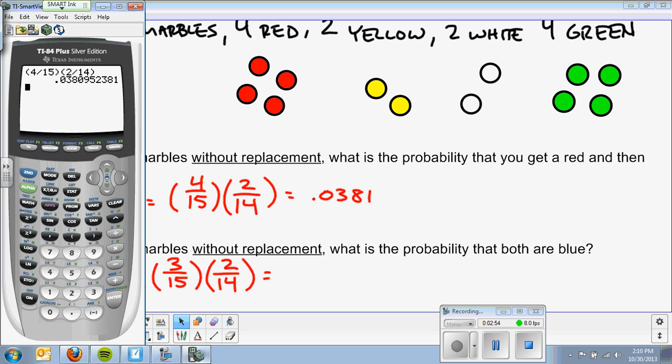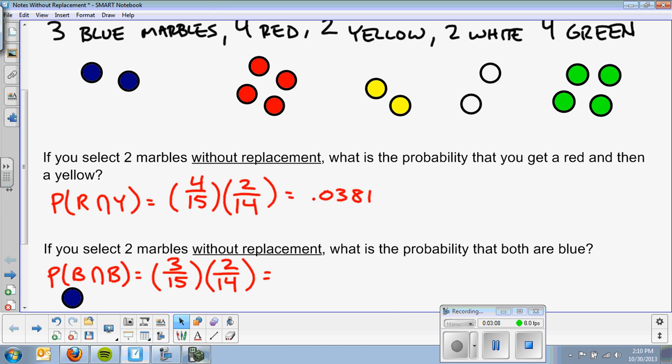I type that in my calculator, parentheses, 3 divided by 15 times 2 divided by 14, and I get 0.0286. Okay. Moving on.